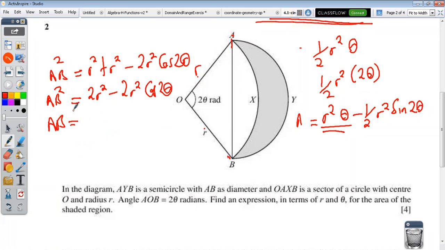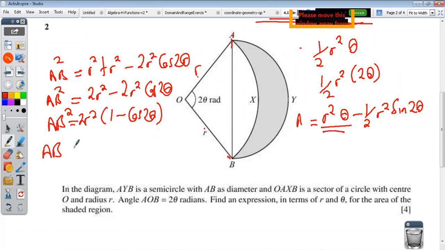Before you do that, you can take 2 out: 2r squared, brackets 1 minus cos 2 theta. Then for AB I take square roots. The square root of 2 is root 2, the square root of r squared is r. So AB is root 2 r times the square root of 1 minus cos 2 theta. That's my AB, my diameter. Making sense or not making sense? Yes, sir. We now have our diameter.